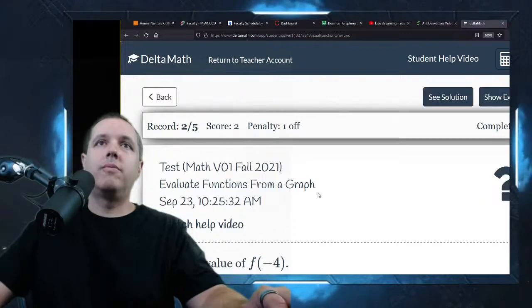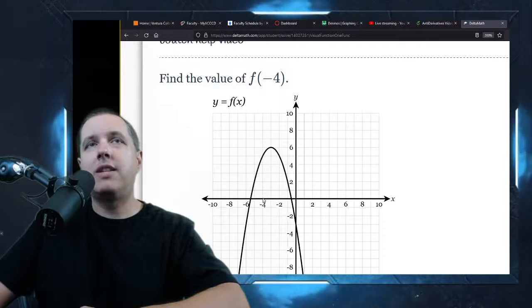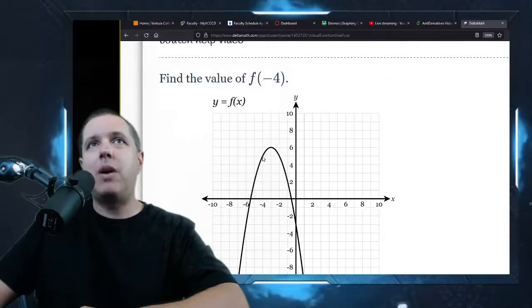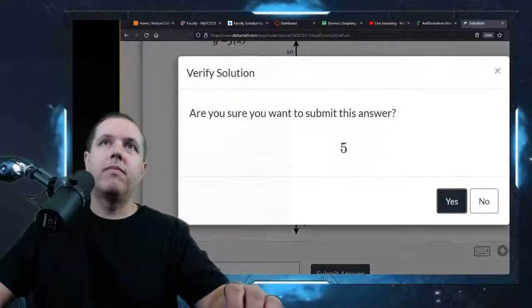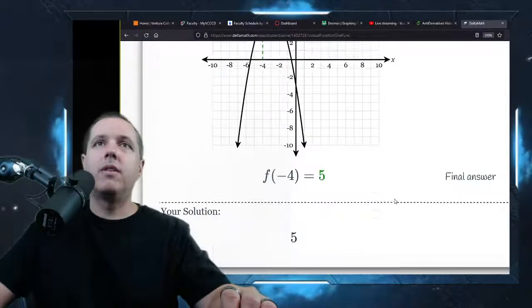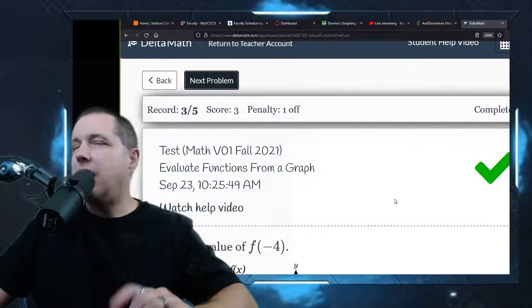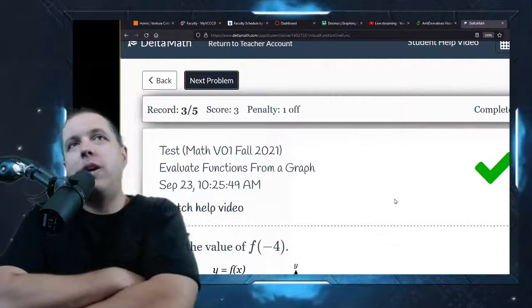All right, let's do one more. Okay, f of -4. In this case, I have to go up. It looks like my y value for an x of -4 is 5. Right, we got it.